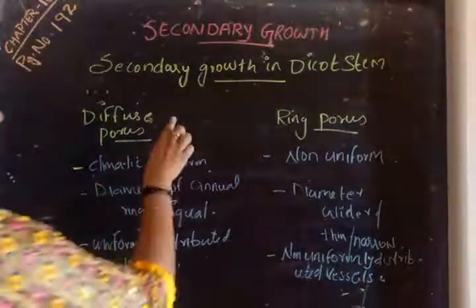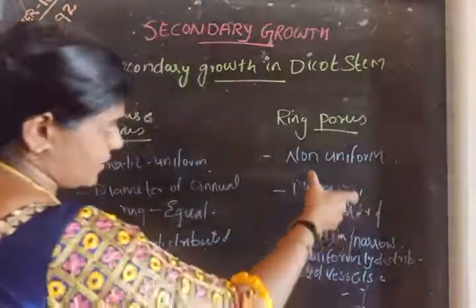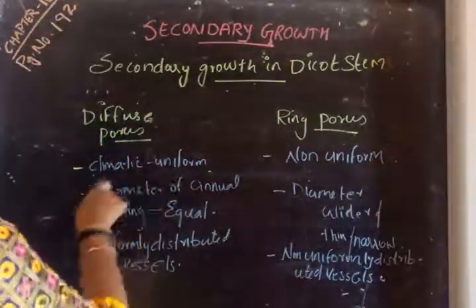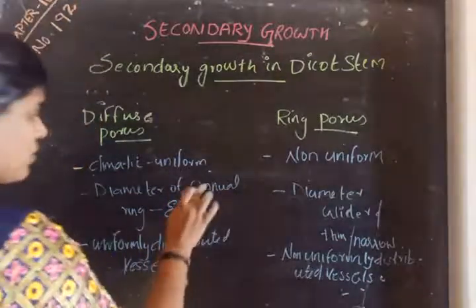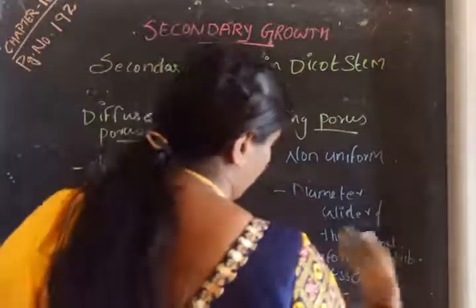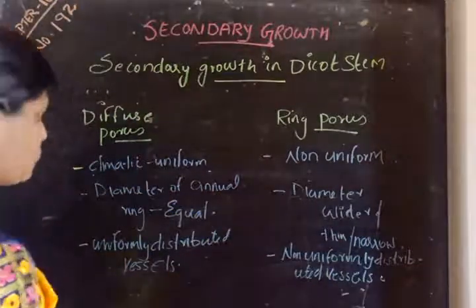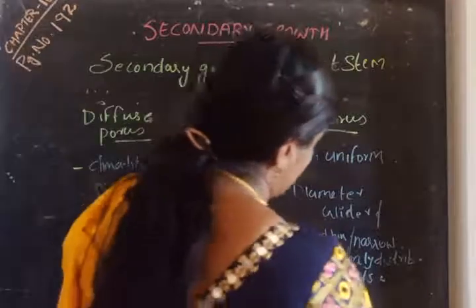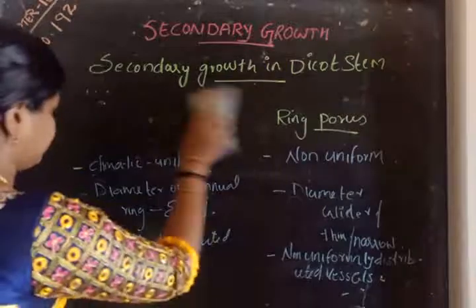So diffuse porous woods are formed with uniform climatic conditions, whereas with non-uniform climatic conditions, ring porous wood is formed. The diameter of xylem vessels is equal in all annual rings, whereas it can be wider or narrow in ring porous wood. The xylem vessels are uniformly distributed in diffuse porous wood, whereas they are non-uniformly distributed in ring porous wood. So these are the differences between diffuse porous wood and ring porous wood.